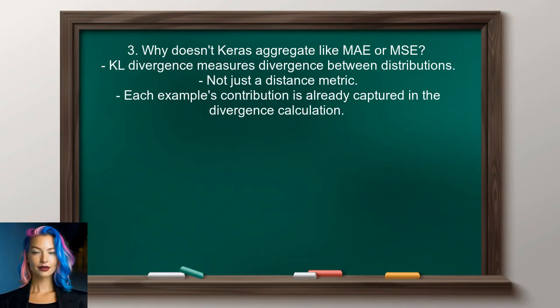Finally, let's discuss the implementation perspective. The reason Keras does not aggregate the KL divergence like mean absolute error or mean squared error is that KL divergence is inherently a measure of divergence between two distributions, not just a distance metric.